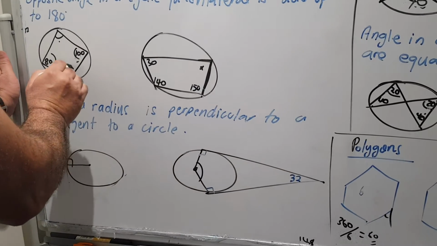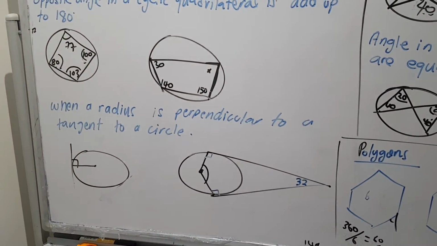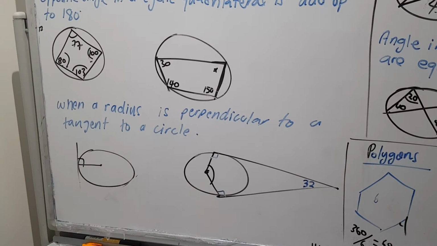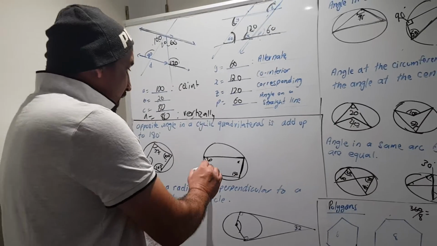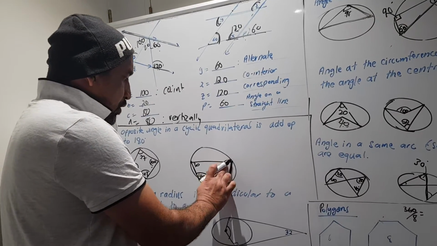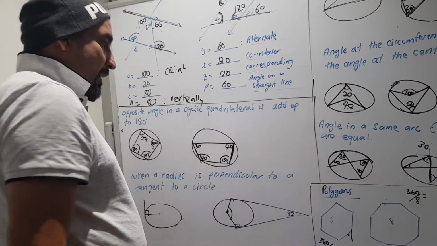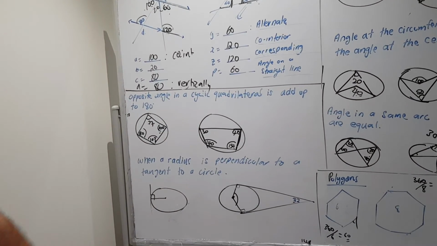If this is 103, this will be 77, because these two should add up to 180. So again, opposite angles in a cyclic quadrilateral add up to 180. So if this is 140, you can see they are opposite, this will be 40. If this is 150, this is 30 there. So this is the cyclic quadrilateral.